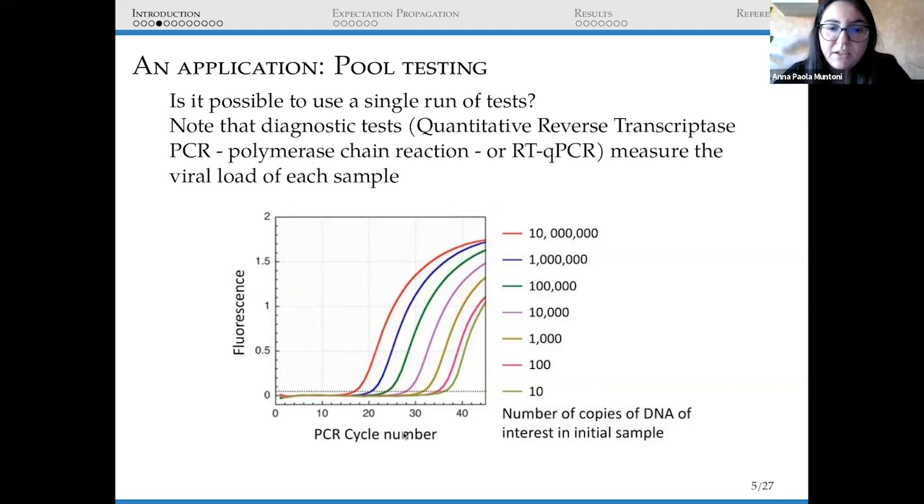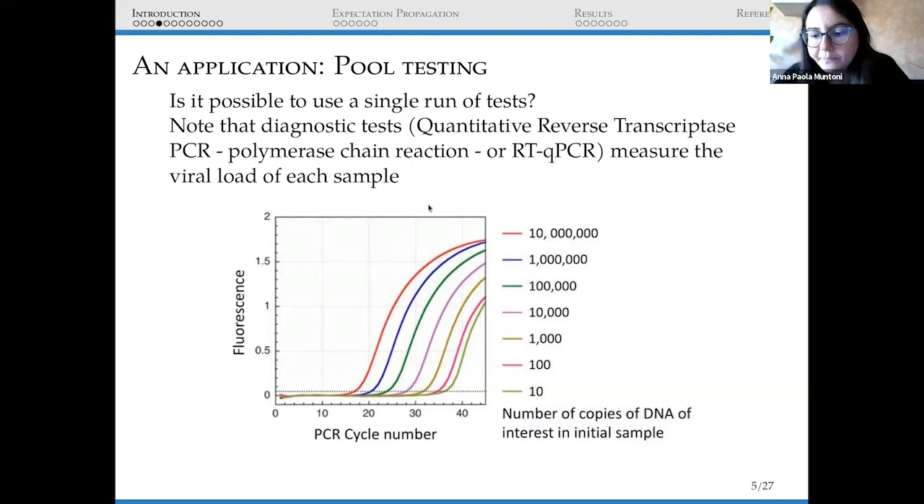But depending on the PCR cycle number where this threshold is overcome, in the region of this space where your test line lies, if it matches one of these colored curves, you can also recover the number of copies of DNA in the initial sample. It means that when you perform a PCR test, not only do you know whether a sample is positive or negative, but you also know the viral load of each sample, so how much RNA, how much virus is present in the sample.